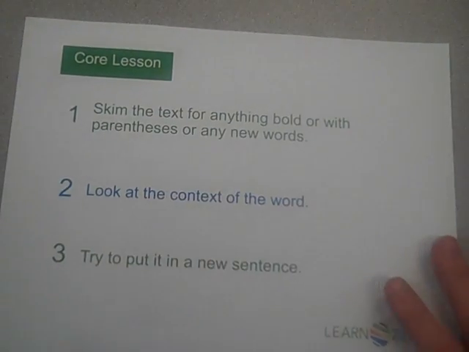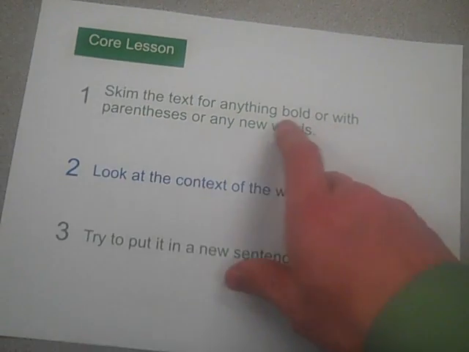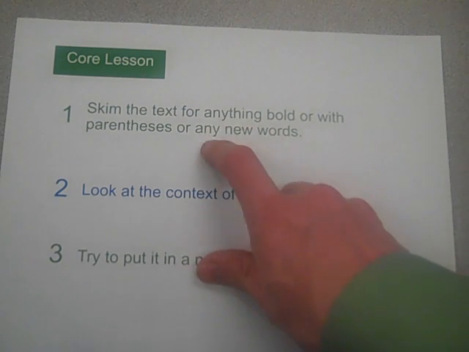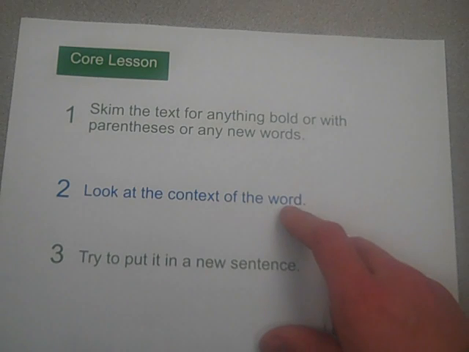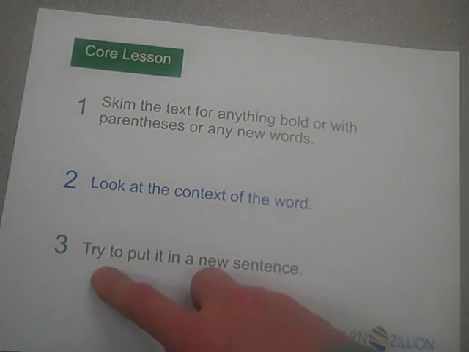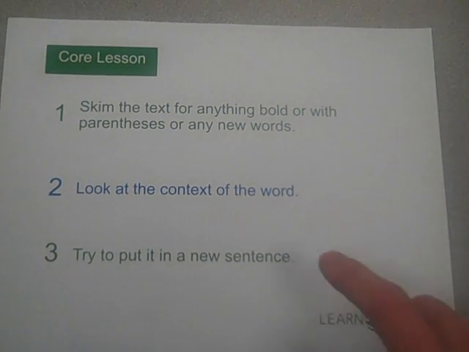So let's remember. One, skim the text for anything bold or with parentheses or any new words. So you always want to look for the definitions right in the text. And look at the context of the word. Like we did with tilted, we found farthest. That helped us identify it. Always try to put it in a new sentence. That's going to help you even more get a good grasp of the word.